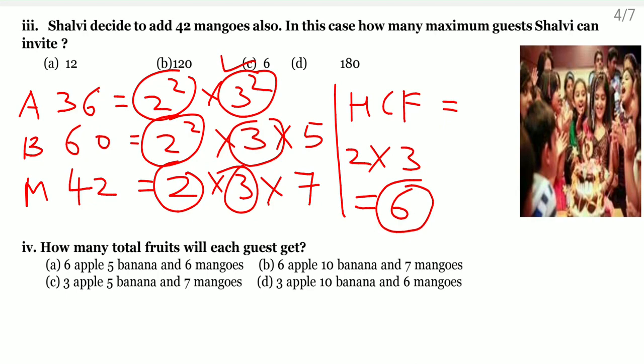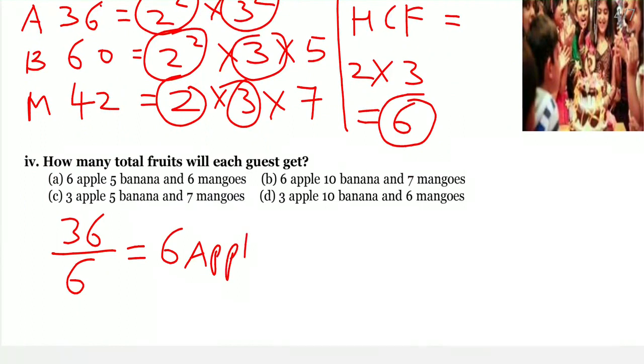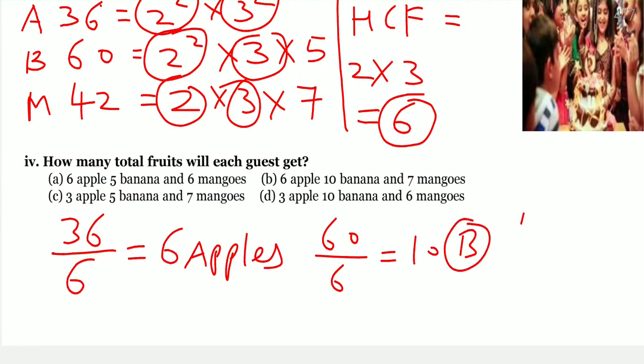Okay. Now, how many total fruits will each guest get? Now, see, 36 apples and only 6 guests. So, 6 sixes are 36. Okay. So, 6 apples, then 60 by 6, which is equal to 10 bananas, right? Then 42 by 6, that means 7 mangoes. Correct. So, which option is the correct one? 6 apples, 10 bananas and 7 mangoes. So, option B is the correct one.